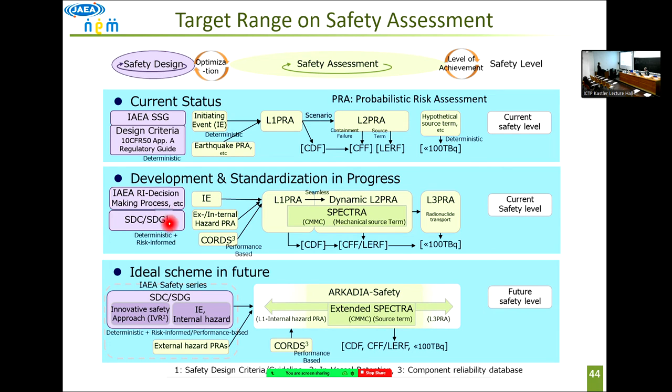Now this is the situation, and development and standardization are in progress. Almost the same, but if we apply the spectral code, we can make a seamless analysis from the level one PRA to, of course it's still a little bit costly, a kind of dynamic level two PRA. And we directly obtain all results by using the spectral code and put the output to the level three PRA. I do not say it is the future, I have no idea, but it's our ideal scheme in the future. That means that even including level three, we apply one system to evaluate everything.